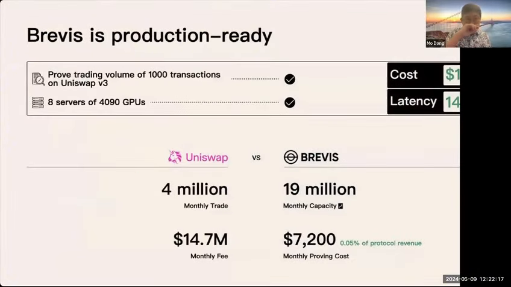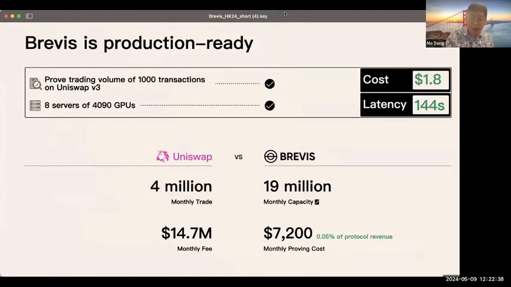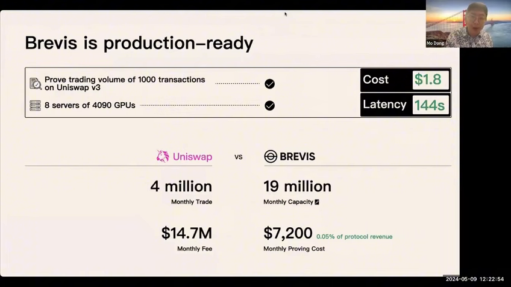So, Brevis is very much production ready. To put things into context, to prove the trading volume of 1,000 transactions on Uniswap, on a very simple cluster of consumer grade GPUs, the cost is $1.8 and latency is 144 seconds. So let's say you want to do this for the entire group of Uniswap users, what does that mean, right? To put things into more detailed context, Uniswap on a monthly basis processes about 4 million trades.